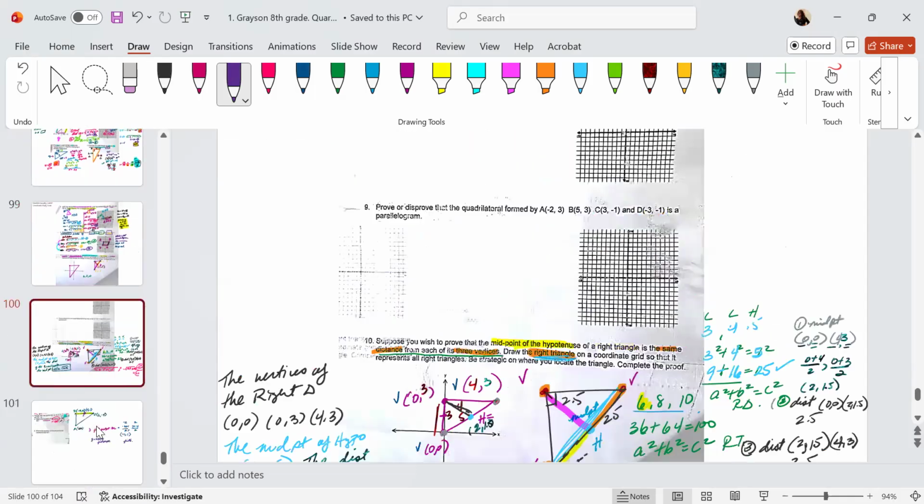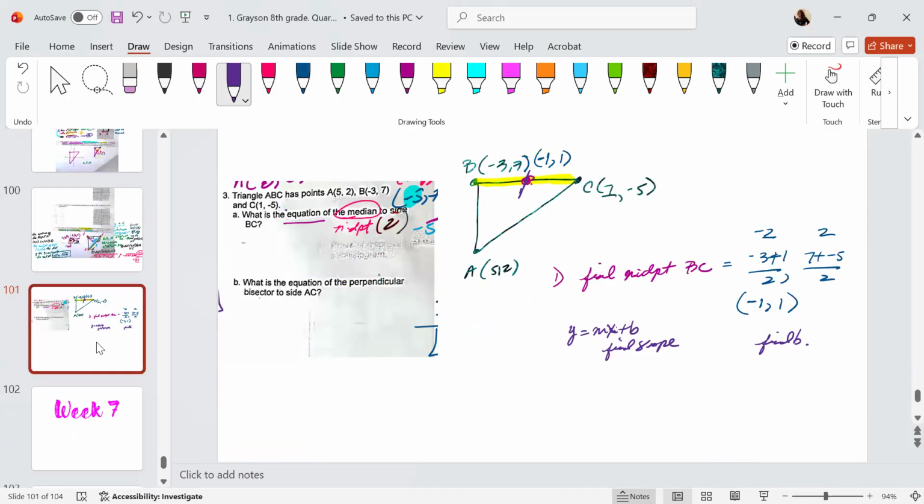So I'm interpreting this with the picture. The median is actually this line right here. It's this red line from here to here. Do you see that? That's right there going to be the median. Okay, right? Find the slope. Well, what 2 points do we need to find the slope? First point is the midpoint. The second point is A. Do you see that? So A, which is 5, 2, and the midpoint, which is -1, 1, right?